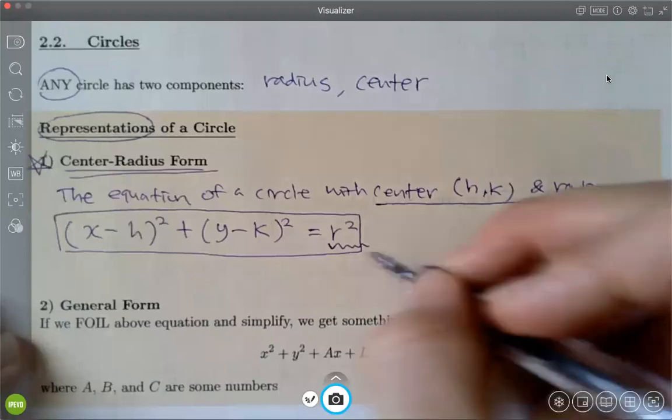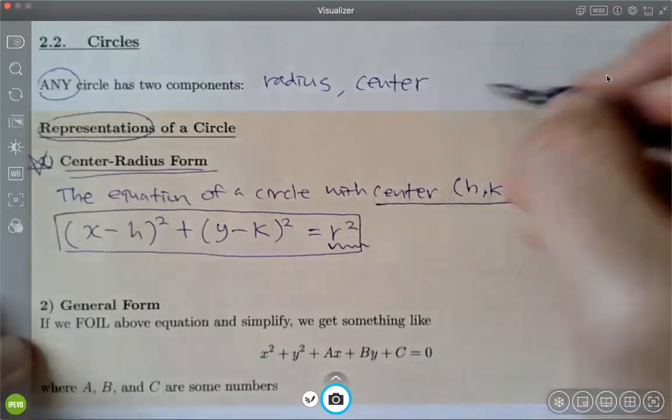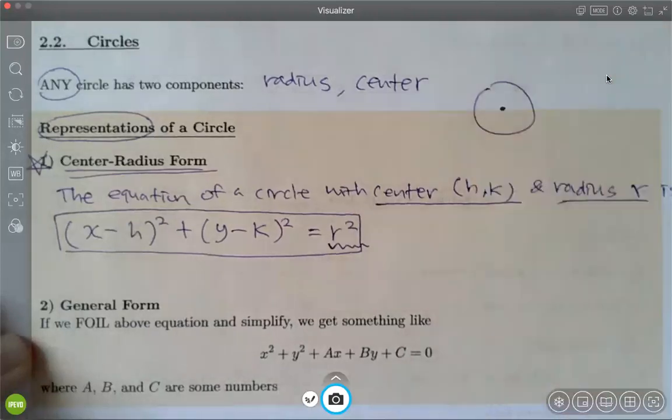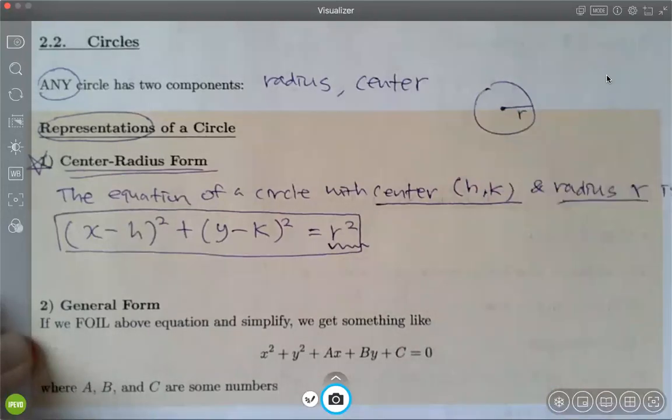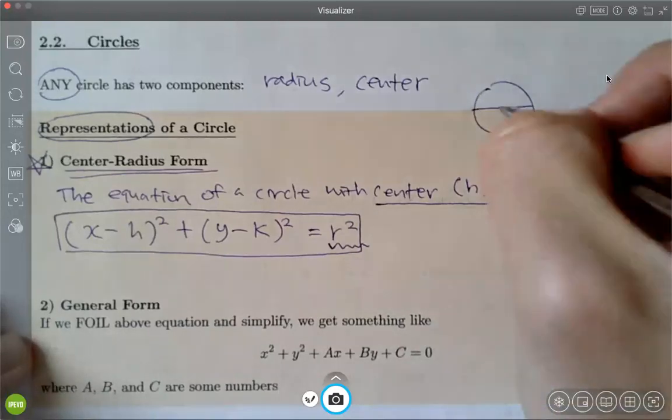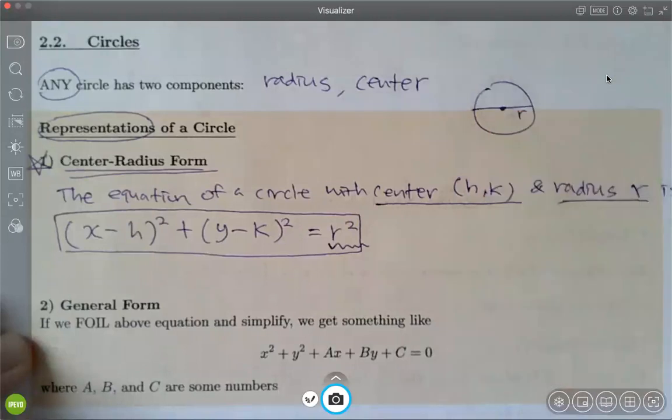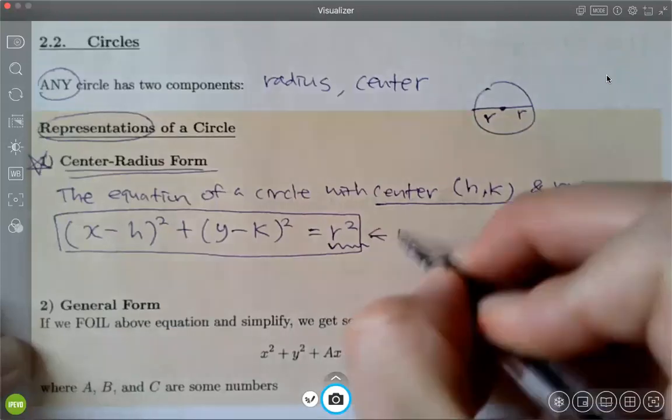Here, let me draw some sample circle. Here's the center and here's the radius. Well, what's the diameter? That's the diameter. And what does that mean? Here is another r. So what's the diameter? It's not r times r. Rather, what's that equal to? Yeah, r plus r. So it's 2r. Again, that's not the diameter.